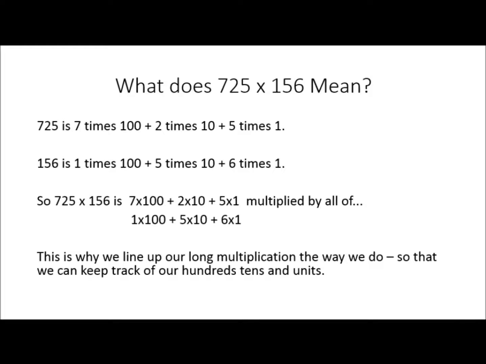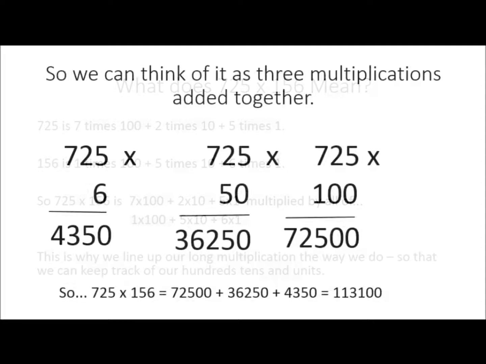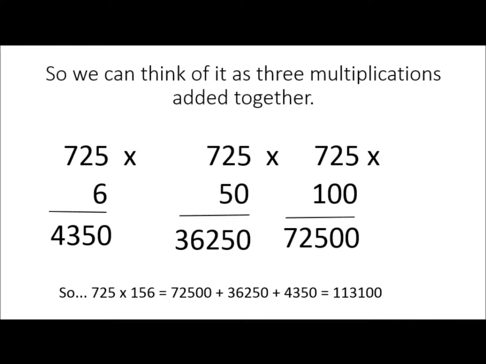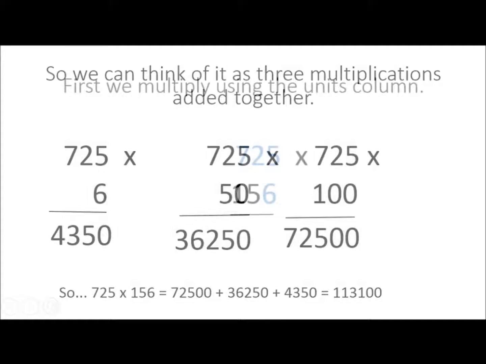This is why we line up our long multiplication the way we do, so that we can keep track of our hundreds, tens and units. So we can actually think of 725 times 156 as 3 separate multiplications all added together. Basically what we've got is 725 times 6 plus 725 times 50 plus 725 times 100.